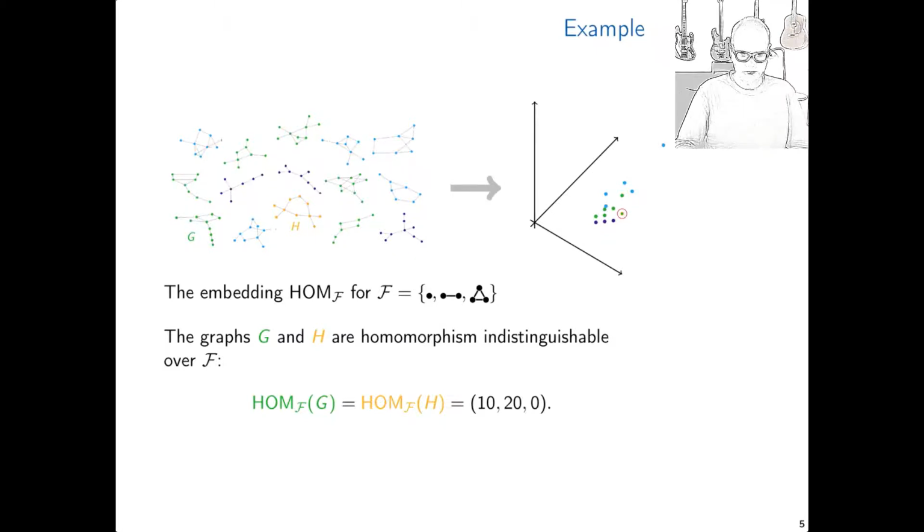So maybe we can briefly check how we get there. The number of homomorphisms from the single vertex graph to a graph just counts how many vertices there are. Both of these graphs have 10 vertices.